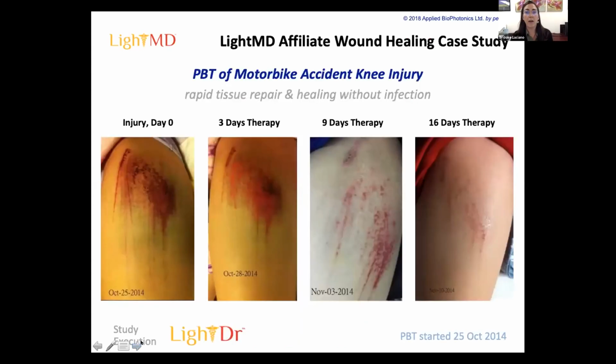This is a wound healing case study for an injury to the knee. You can see from day 0 to 3 and then to 16 how fast it healed with the extra light.